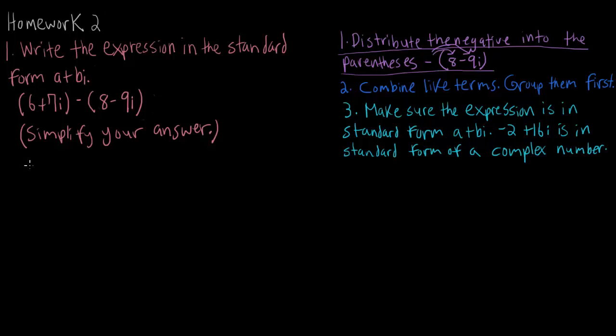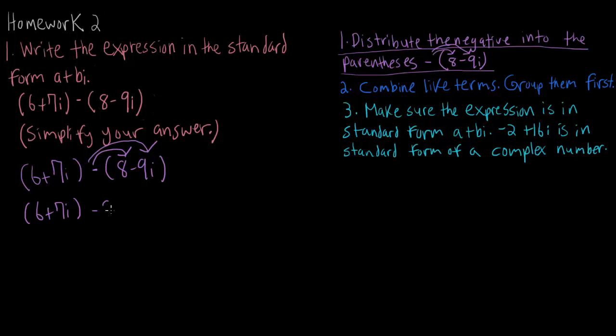So we can just go ahead and rewrite this. 6 plus 7i minus 8 minus 9i. And again, we want to distribute this negative sign into both terms inside the parentheses. So you have 6 plus 7i, and then negative times 8 is negative 8, negative times negative 9i is positive 9i.